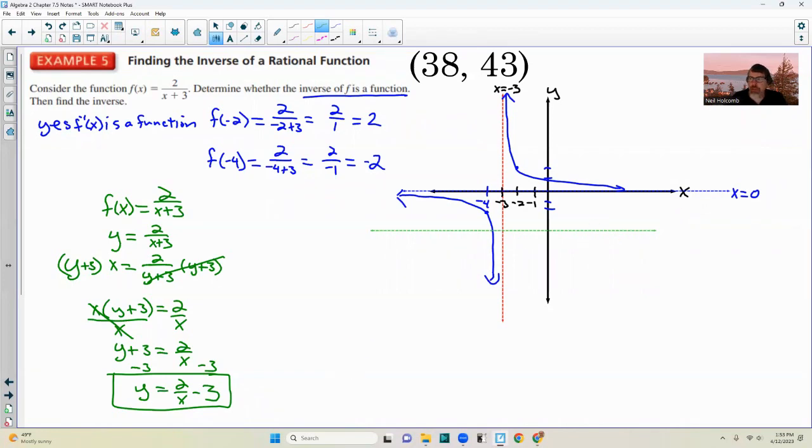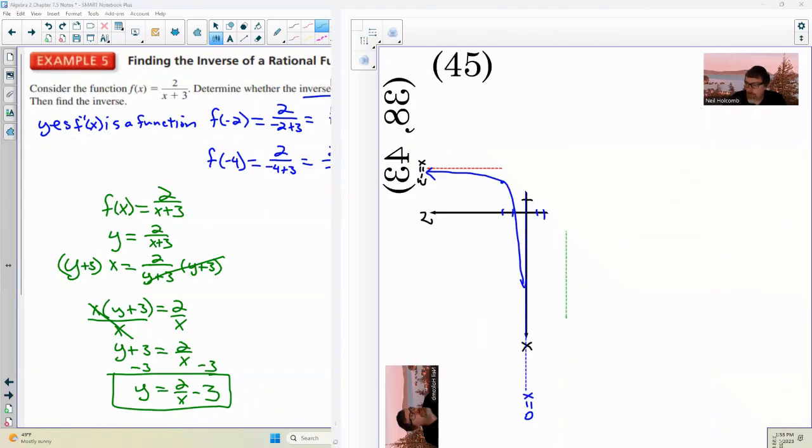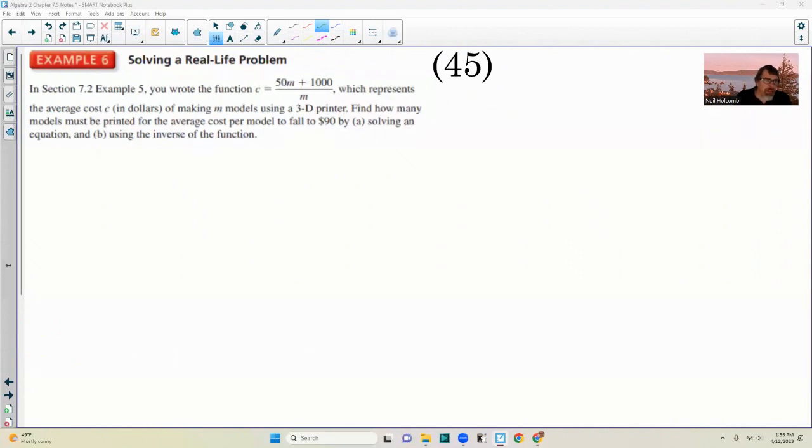Now you should be able to do problem numbers 38 and 43 in your exercises. All right, example 6, solving a real life problem. They're taking a problem from 3 sections ago, 7.2.